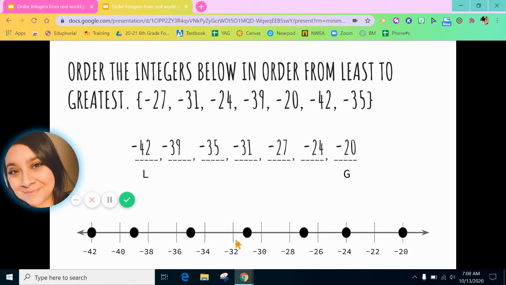-31 would be between 30 and 32. -24, negative 39, negative 20, negative 42, and negative 35. And those, remember, the number line puts them in order from least to greatest for you.